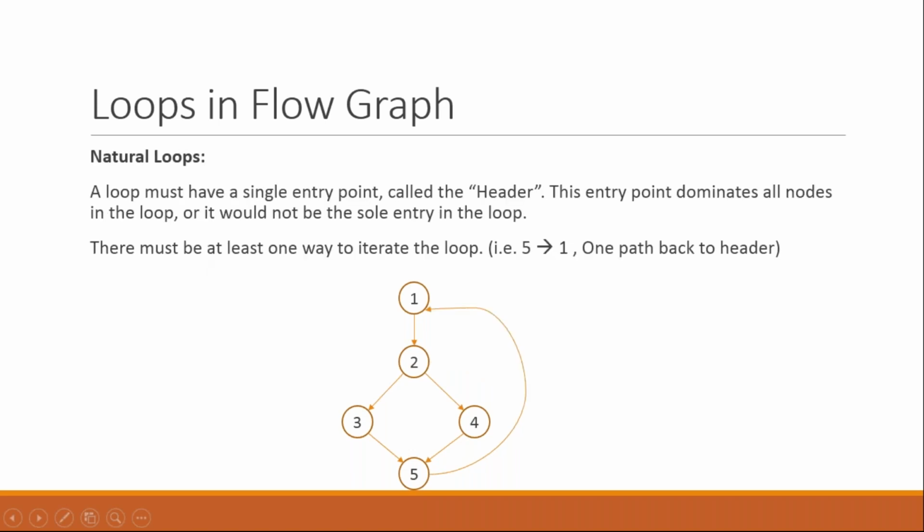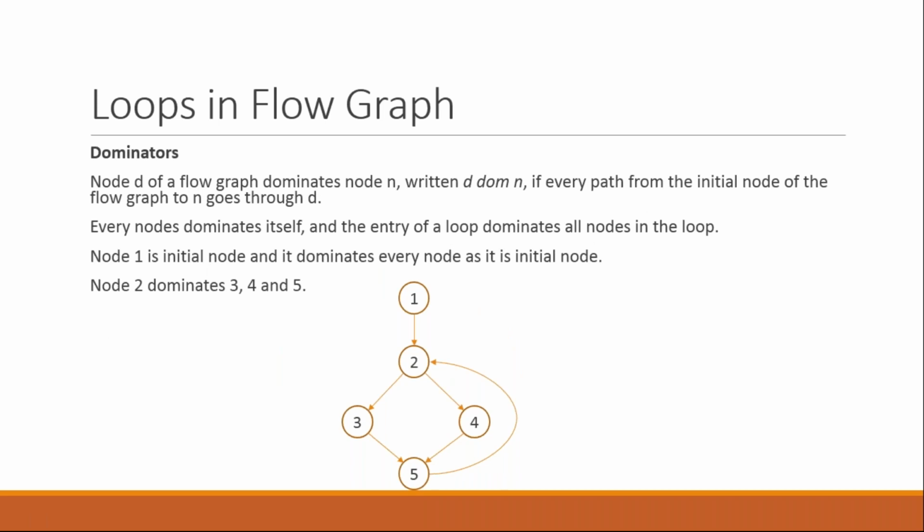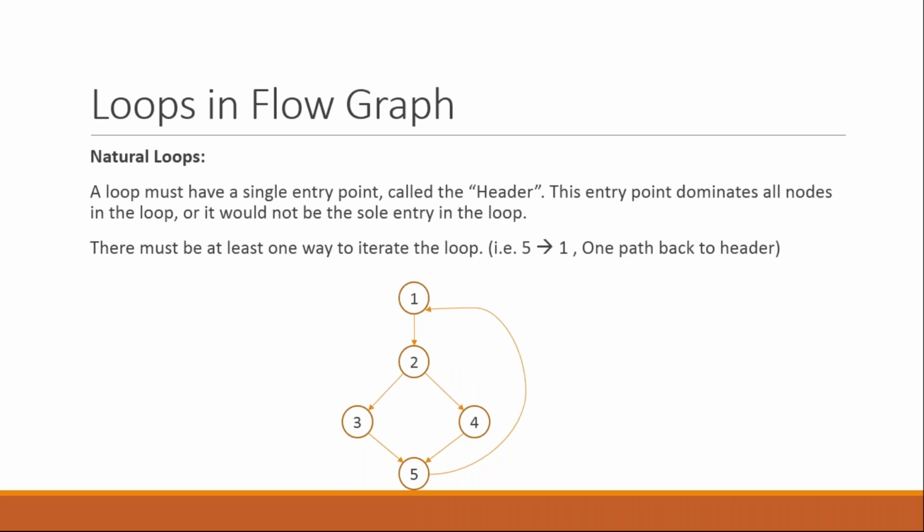So we have the dominators, as we discussed in our last sessions: the initial node is known as the dominator for every node, and node number 2 also dominates nodes 3, 4, and 5. Now, what are natural loops? If there is any path from your last node to the first node, or you can say from the last point to the entry point, then that type of loop is known as a natural loop.